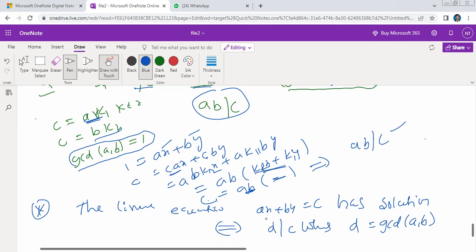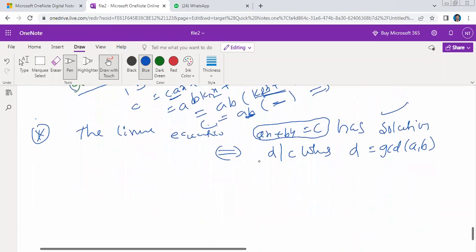This result tells whether any linear equation AX plus BY is equal to C has a solution. I'm talking just about a solution, not a unique solution or infinite solutions; I will talk about that later. If D divides C, it has a solution. In case D does not divide C, what happens? It has no solution. As for the number of solutions, it can be a unique solution, two solutions, three solutions, or infinite solutions. In case D does not divide C, it has no solution.